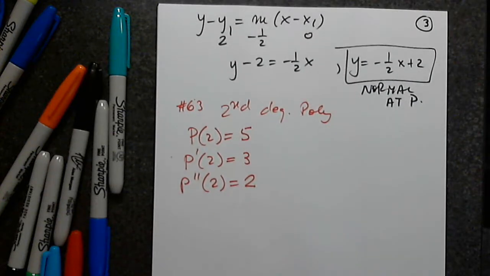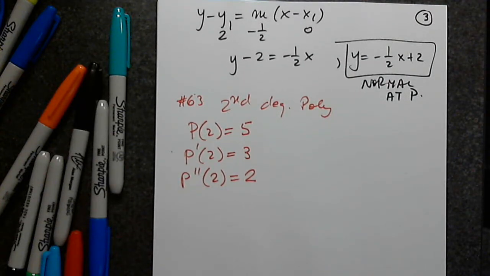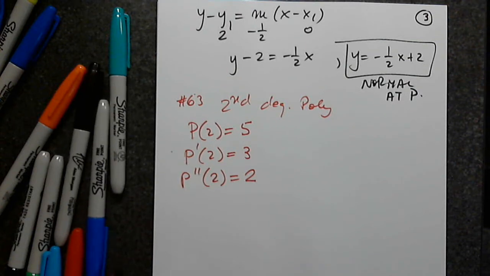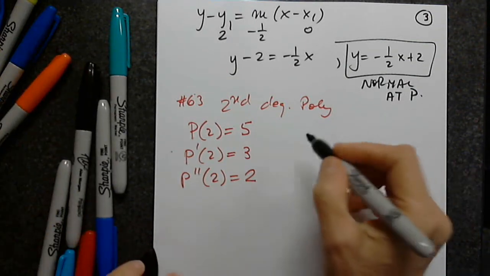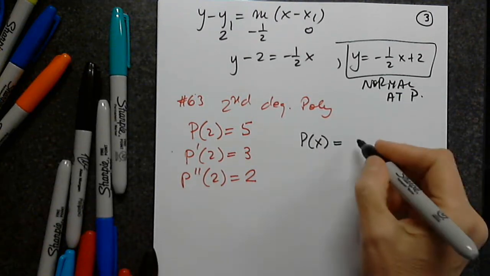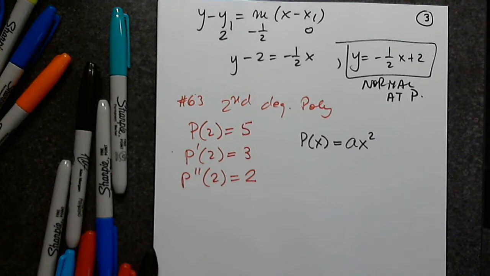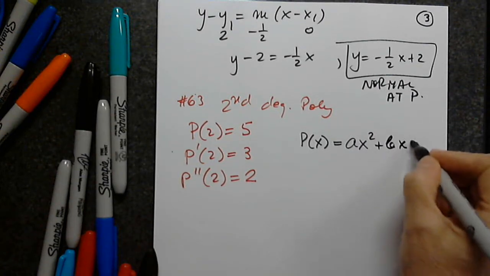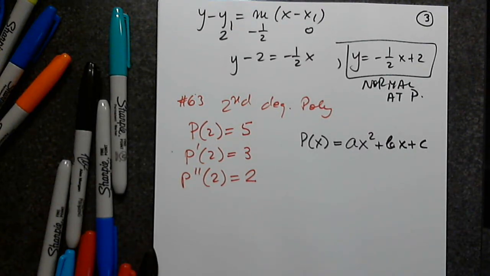Can anyone give us the general form of a second degree polynomial? A x squared plus Bx plus C. Awesome. Perfect. This is the general form of a quadratic polynomial. No doubt about it. Some coefficient times x squared plus some coefficient times x plus some free term. Thank you very much.